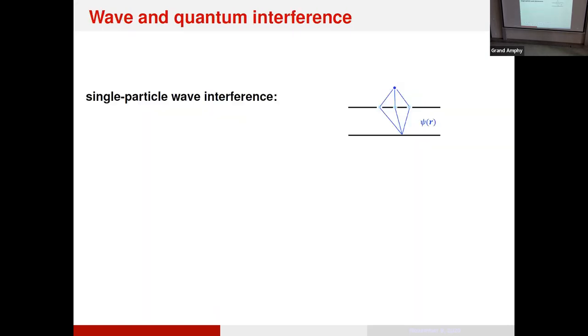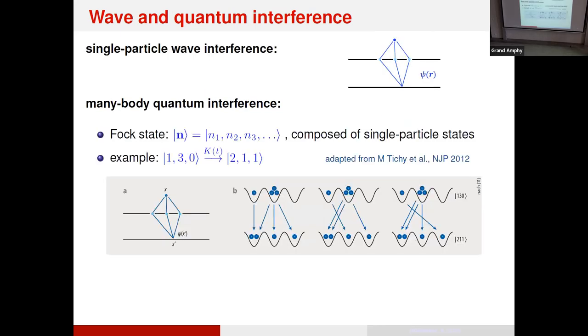Again, to get an idea, what is the difference now between wave interference and many-body quantum interference? We go back to yesterday, where we had the double slit. Now we have a triple slit. So of course you have three paths here that give finally the wave function.